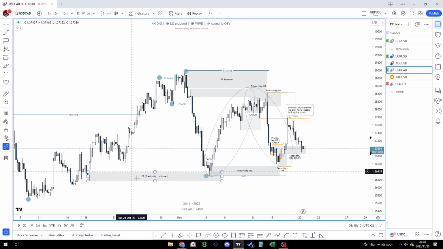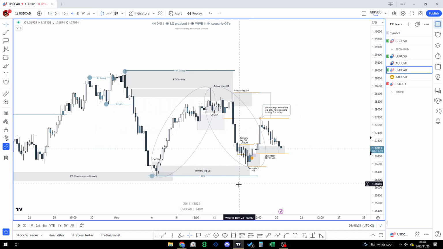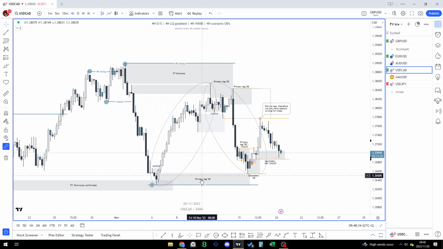As you can see from the pro-trend previously confirmed, we had a change of character in terms of order flow, and then a primary leg has been created subsequently, and the same has happened for your pro-trend extreme. You've had your change of character, thus validating the new pro-trend leg going down and going up. However, subsequent to that, we tapped the primary leg OB. We had a CHoCH validating secondary OBs on the 4-hour.